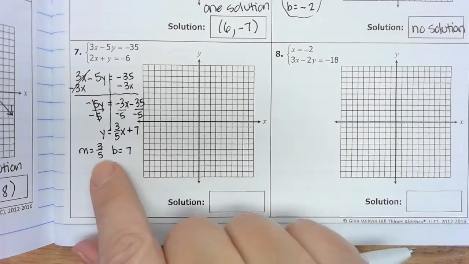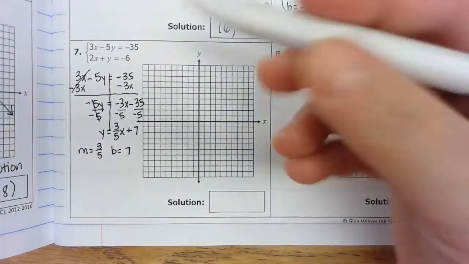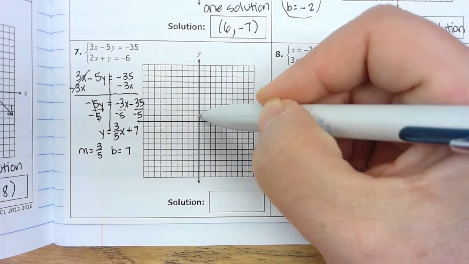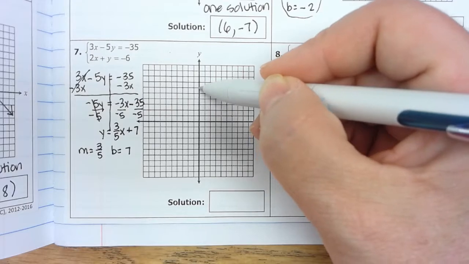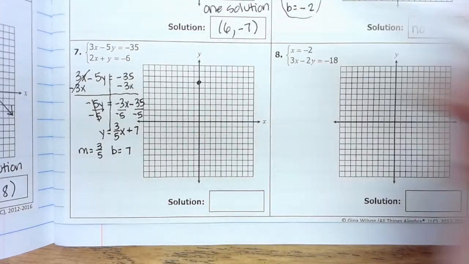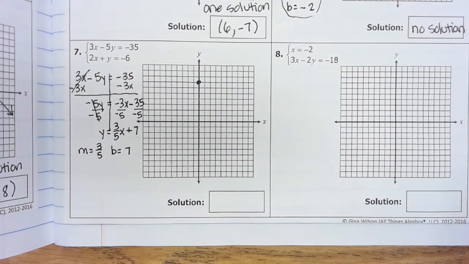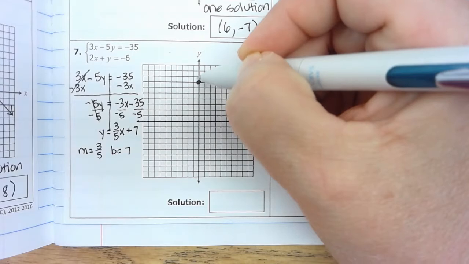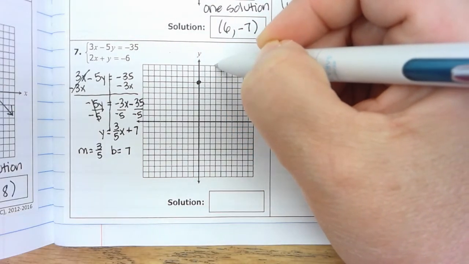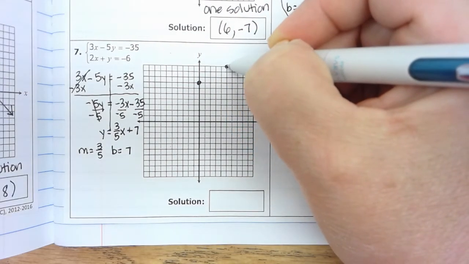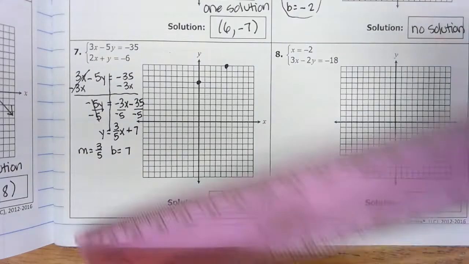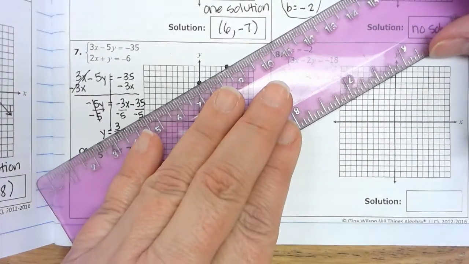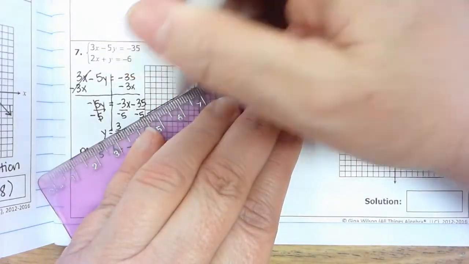So to graph this, I need to find my y-intercept of 7. From the origin, 1, 2, 3, 4, 5, 6, 7. My slope is 3/5, so up 3 and over 5, and it's going to be positive. So up 3 and to the right 5, which is right here. And then you're going to make your line.